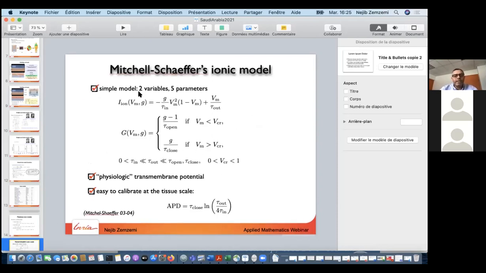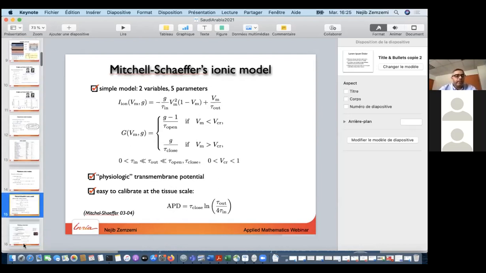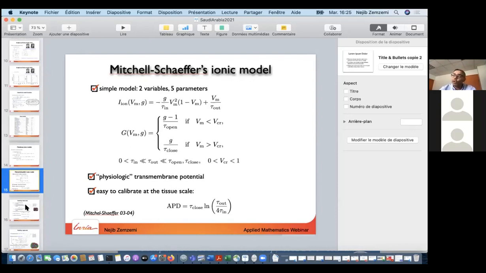Recently, there is also a very famous model, much used by the electrophysiology community, the Mitchell and Schaeffer ionic model, which has only 2 state variables and 5 parameters, and it still has the cubic function for the activation in the ionic current, and a recovery variable, which is here J, and very few parameters. And it's very easy to scale what we call the action potential duration, the duration of the plateau, with the parameters of the model. And that's very easy to calibrate. So that's for the cell model.